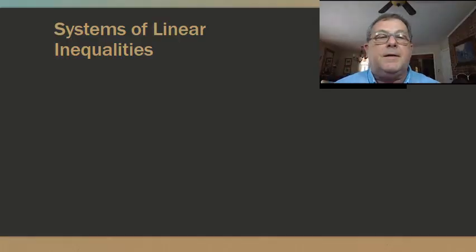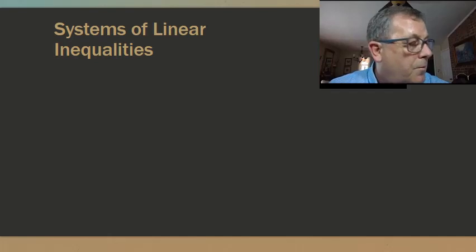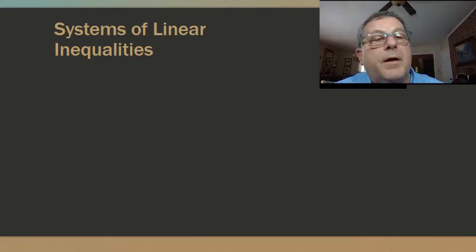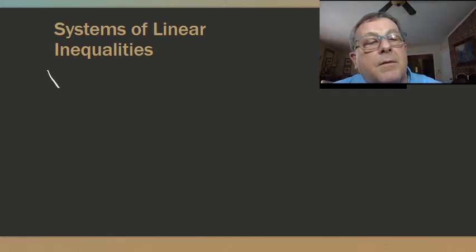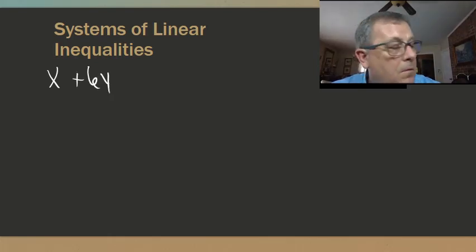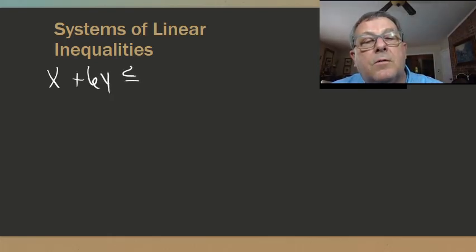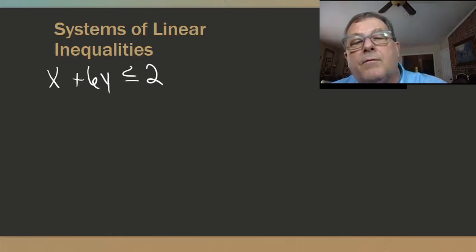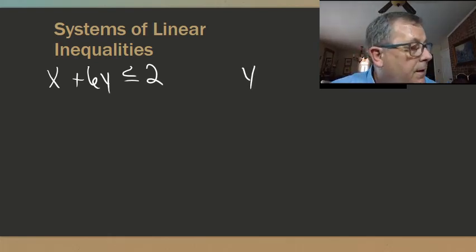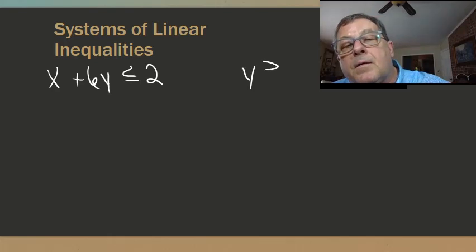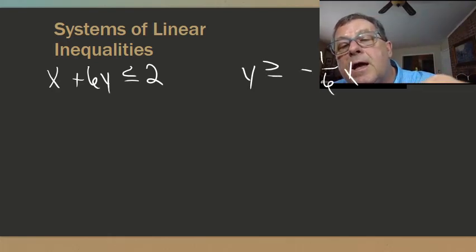Okay, let's see if we can't do just one more. So let's start over here. I've got this inequality statement. I got x plus 6y is less than or equal to 2. And over here I've got y is greater than or equal to negative 1/6 x plus 7.